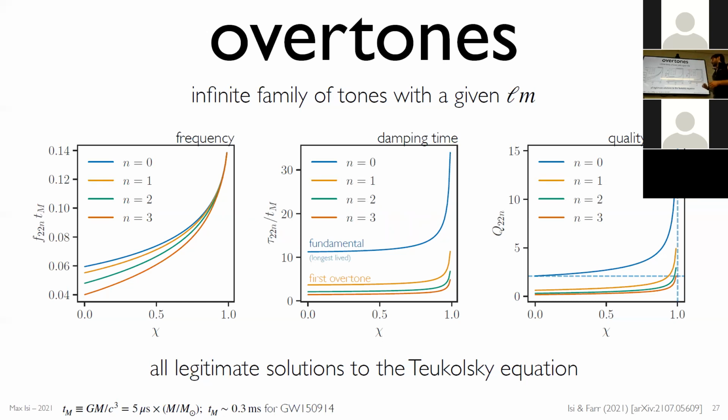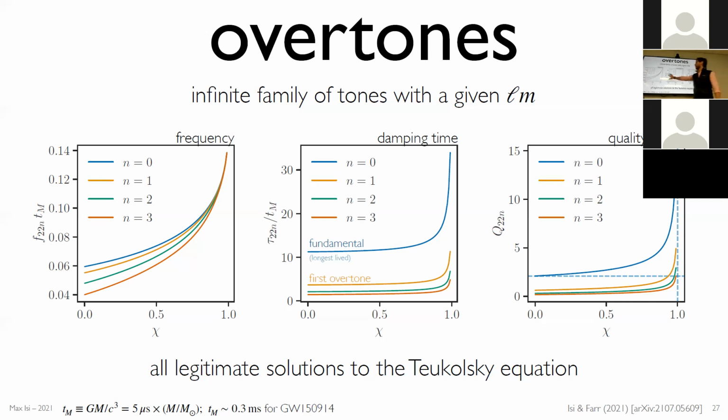They are ordered by this n, where higher n means a higher damping rate, so they decay faster. You see the overtones represented here in frequency, damping time, and the quality factor. Each color is a different tone, and it's a function of the spin. And you see the fundamental mode is always the longest lived mode, and the first overtone is the second longest lived mode, and so on.